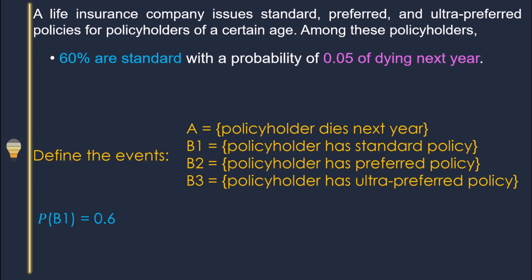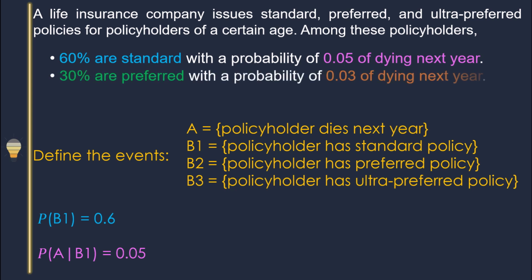Now they are talking about the policyholders dying next year, the probability of A, that is 0.05. But they are talking about only one group. What is the group? That is the standard policy group. Therefore, we know this is coming from the standard policyholder group, so it becomes a conditional probability. So, the probability of A given B1 is 0.05.